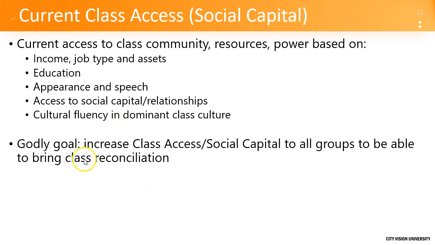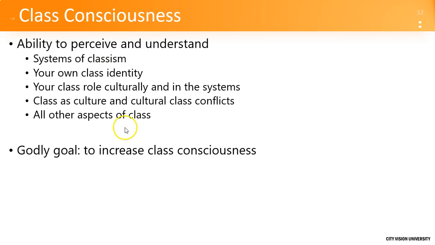So I believe that a godly goal is that people should focus on increasing their class access, their social capital, to all groups. It's part of why we run a university. One of the things the university does is try to increase class access. Now, unfortunately, most universities, in my view, are primarily vehicles of class assimilation, because what they do is they increase class access, but they also change class identification. So I'll talk about that.